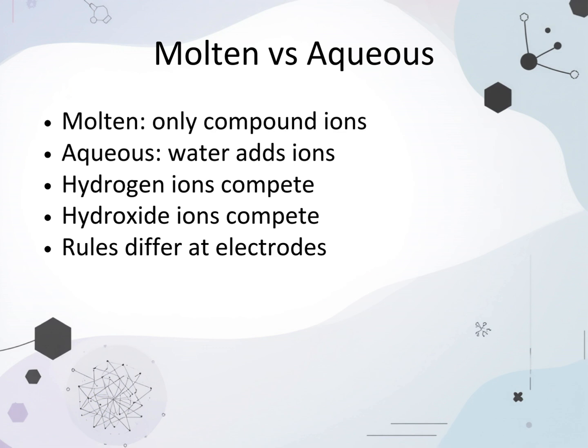In terms of aqueous electrolysis, remember we add water to it, and water itself has hydrogen ions and hydroxide ions. Hydrogen ion is H plus, a positive ion. Hydroxide ion is OH minus. So now there is a competition. That is why aqueous electrolysis is a bit harder, so you must decide which ion is discharged using the rules that I've just covered previously.